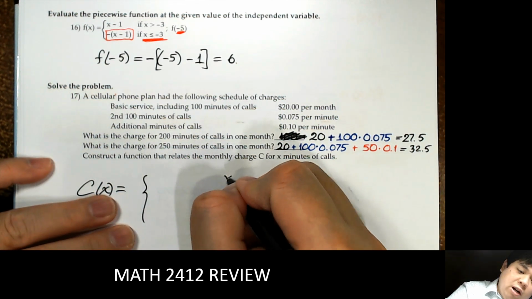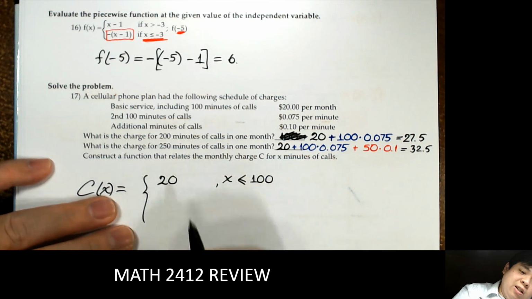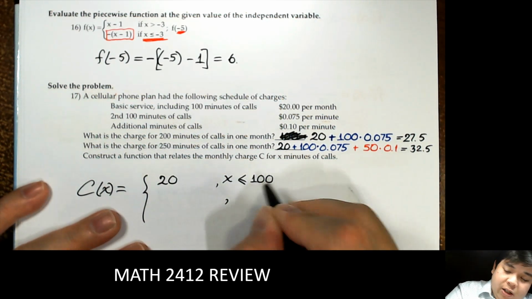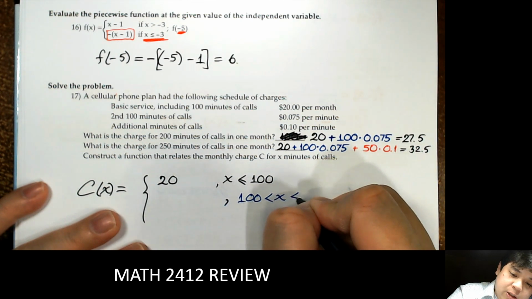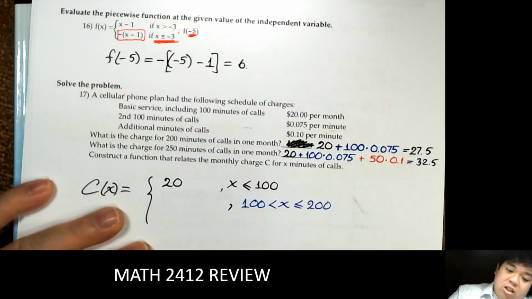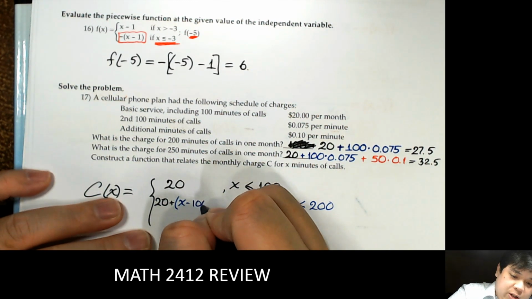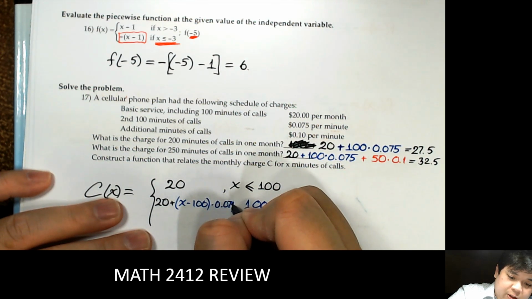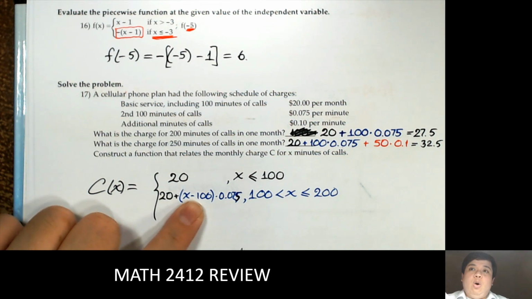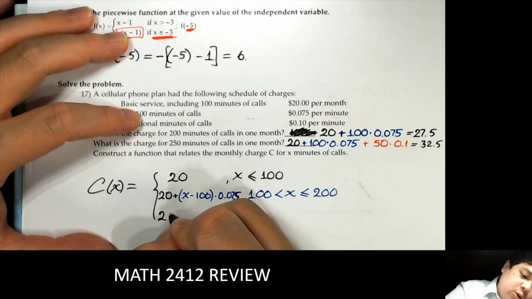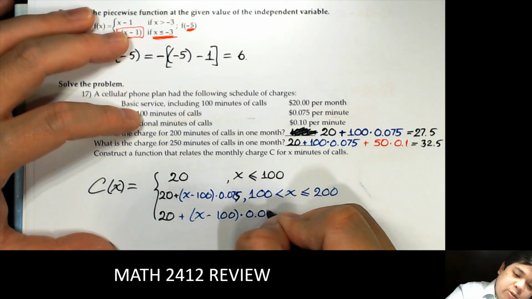Now, if anything is less than or equal to 100, we're going to pay $20. Anything between 100 and 200, we have to pay at this rate, but we still have to have $20 from the beginning. So we're going to have x minus 100 times 0.075, a minute that is over the first 100 minutes. Next, we will have $20 for the first 100 minutes, plus x minus 100 times 0.075.